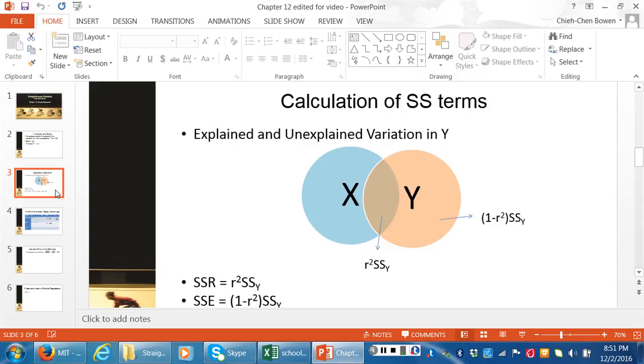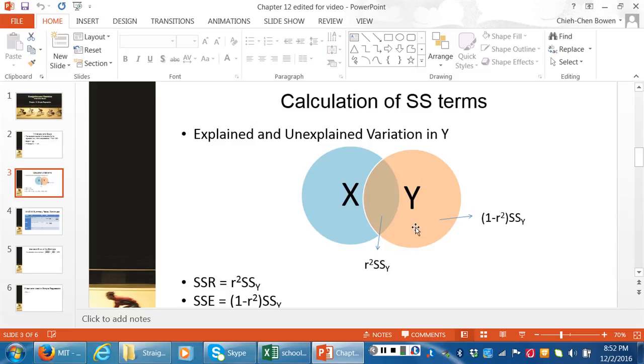After you identify the regression line, you will need to do a hypothesis test based on the ANOVA summary table. With the ANOVA summary table, you will need to figure out the explained variance versus unexplained variance in y. So using x to predict y, the overlapping part is the sum of squares due to regression, what we call SSR. It's calculated as r squared times sum of squares of y.